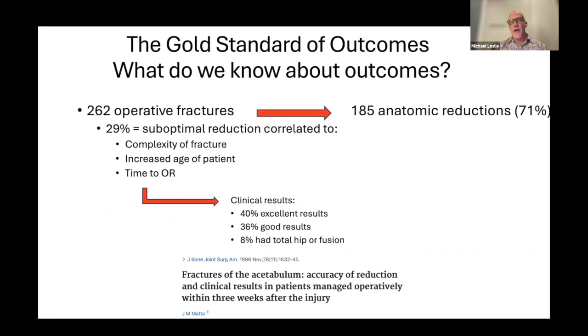And the gold standard of outcomes is Dr. Matta's paper from 1996. When we really look at this, it's 262 operative fractures achieving only 185 anatomic reductions. 29% of those suboptimal reductions correlated to the complexity of the fracture, the increased age of the patient, and the time to the operating room. All things that we really need to consider for these patients. Now, when you had a great reduction, 40% had excellent results, 36% good results, but 8% of those still went on to a total hip or a fusion. So it's really all about getting to that anatomic reduction, and can we get there?